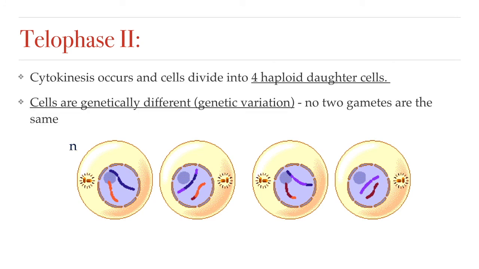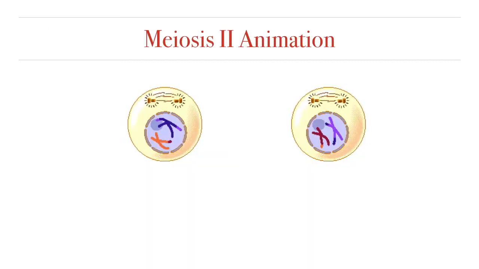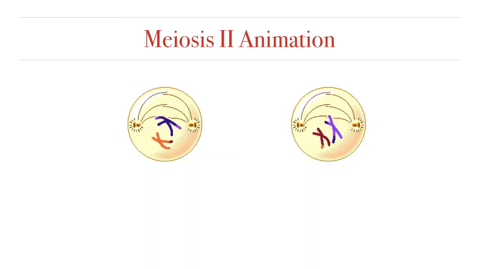We end up with 4 haploid cells, and they are genetically different from each other because genetic variation was achieved by both independent assortment and crossing over. So you can see if you look at the chromosomes within each of these cells directly, you will find that they are each genetically unique. And I have an animation to show meiosis II.